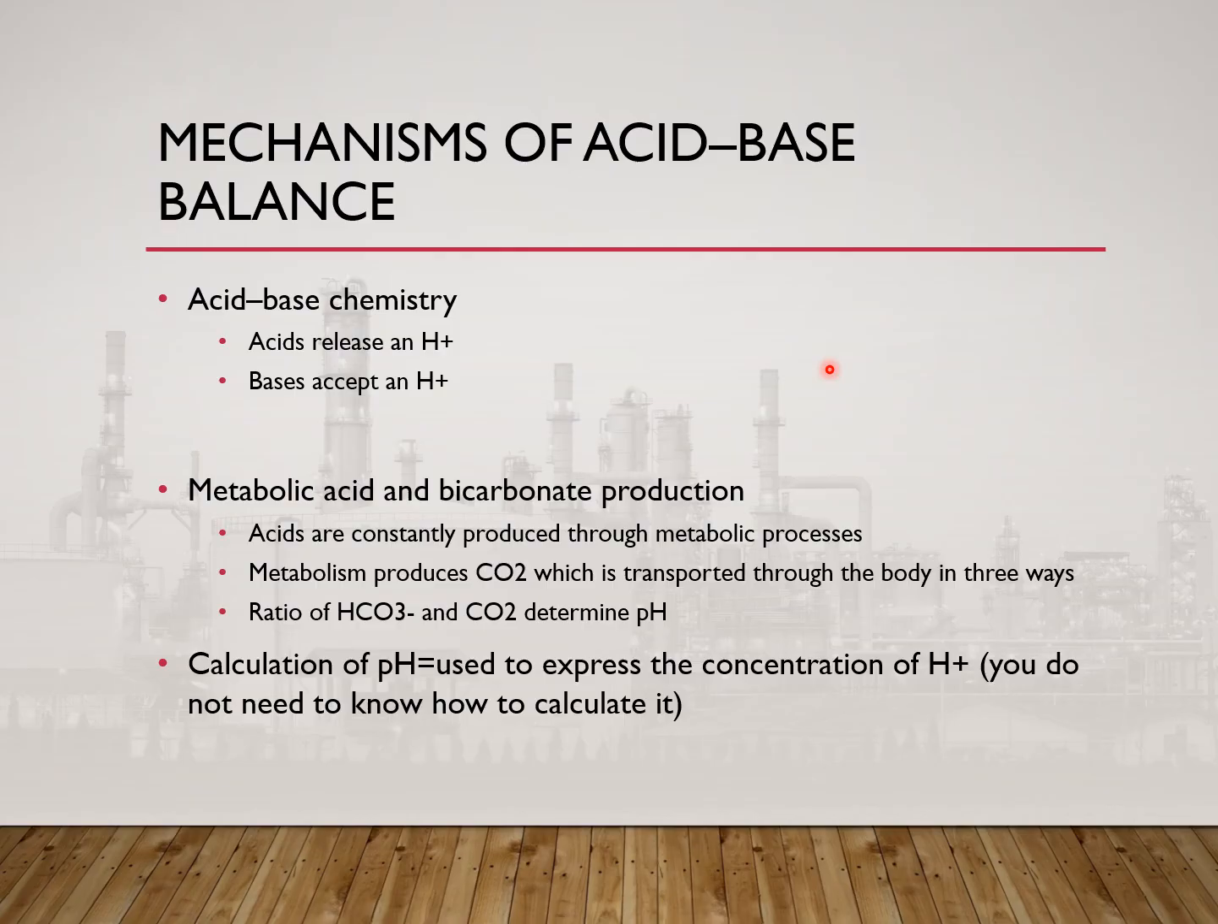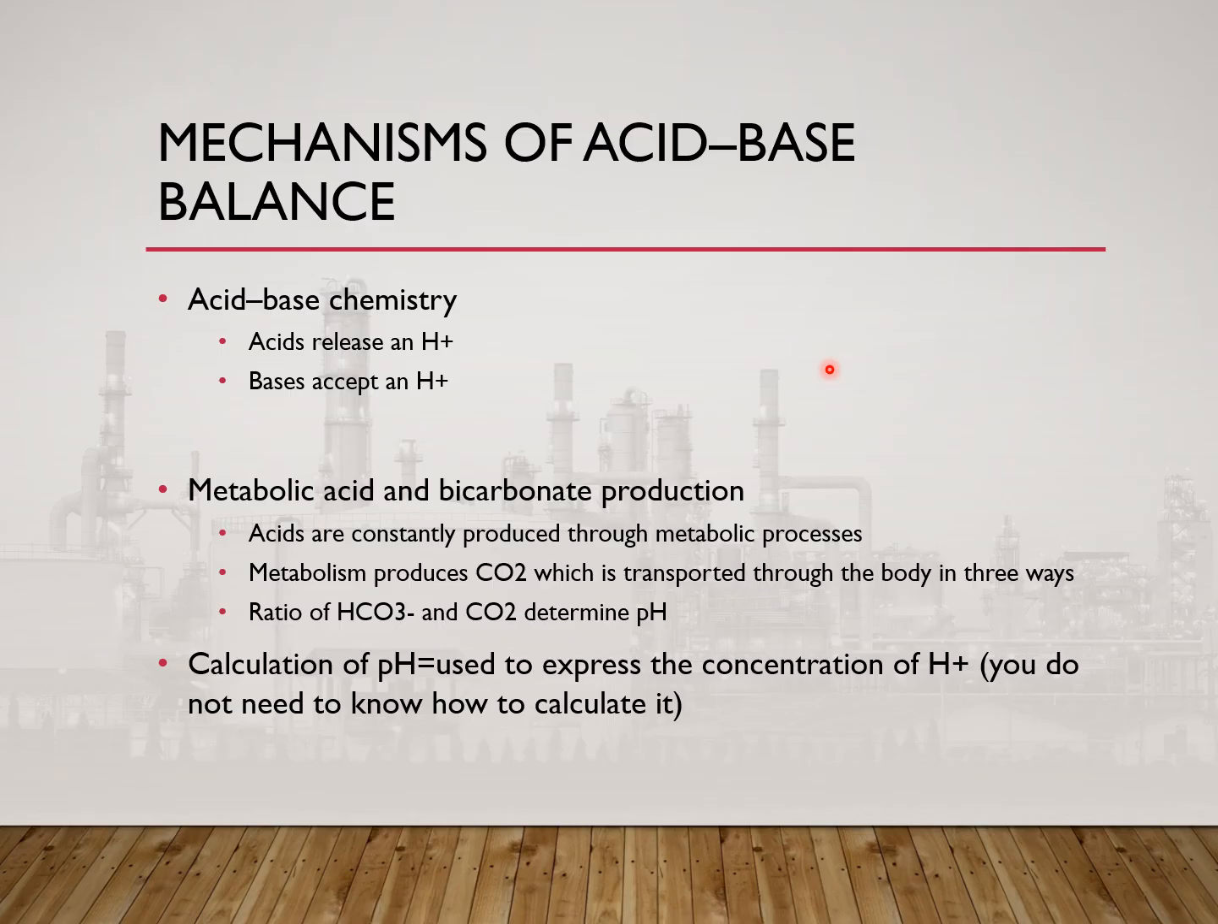So we're going to start with some of the acid-base chemistry. Acids are things that release an H+ ion, and bases are things that accept an H+ ion. Acids are constantly being produced in the body through different metabolic processes. Metabolism produces CO2, which gets transported throughout the body. That's an acid. And really the ratio of bicarbonate, HCO3, and CO2 levels determines the overall pH in the body.